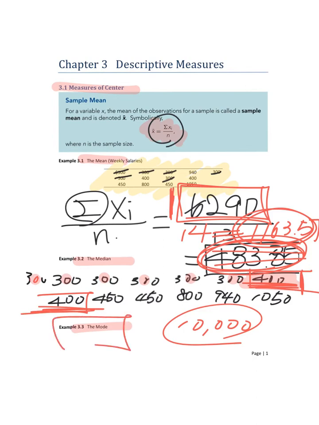Okay, the last one, mode. What is the mode? The most common number, yes. So in this example, what is the mode? 300, yes.